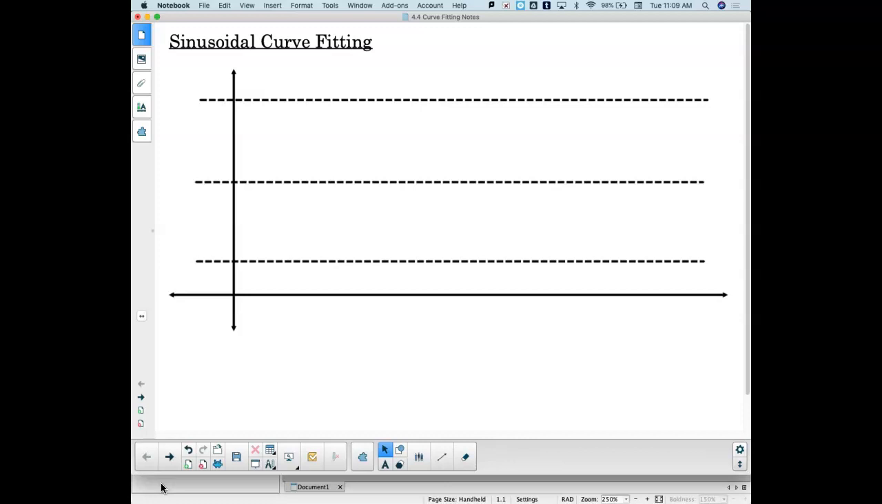All right, so today we're going to talk curve fitting. So in the past, right before semester break, we were dealing with graphing a sine curve. Well, today we're going to take all of that and we're going to go in reverse. Okay? So we're going to have data, and now I want to get the equation. Okay? And it works out to be much the same type of thing.